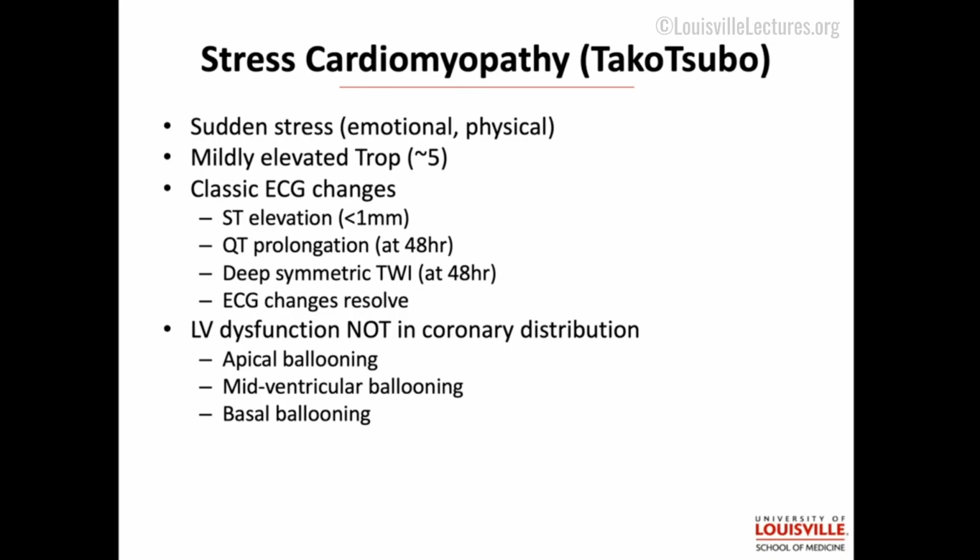Apical ballooning is the one you've all heard about, but there's also mid-ventricular ballooning, where the base and the apex squeeze, and the mid-ventricle is ballooned out, looks like a top that you would spin. And then basal ballooning is a little harder to appreciate, but the apex will squeeze and the base will be ballooned. These all can be consistent with stress cardiomyopathy.